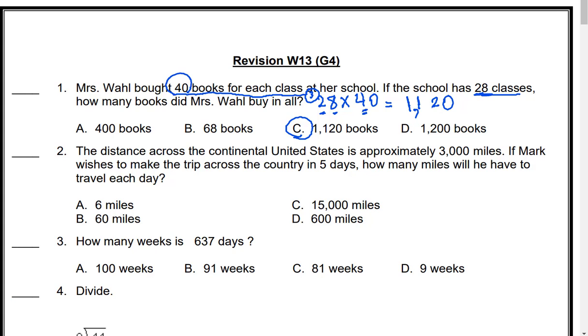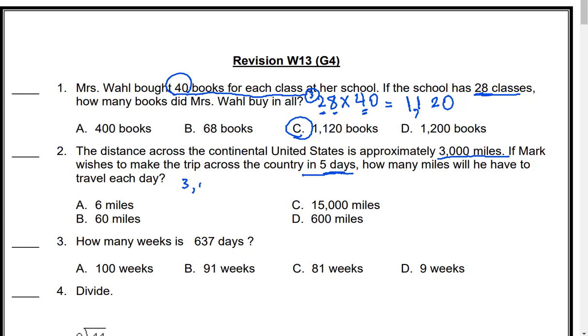Yes, Muhammad. The distance across the continental United States is approximately 3,000 miles. If Mark wishes to make the trip across the country in 5 days, how many miles will he have to travel each day? So he wants to divide the 3,000 miles into 5 parts, 5 groups.